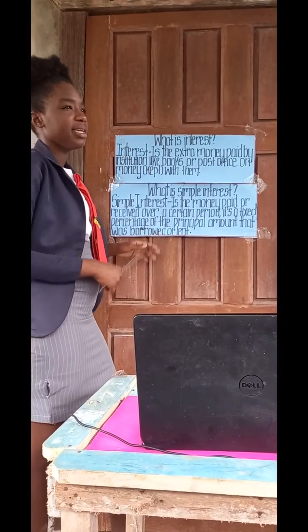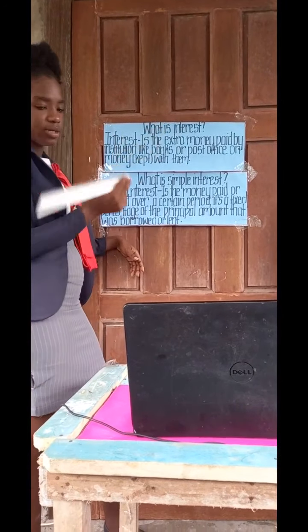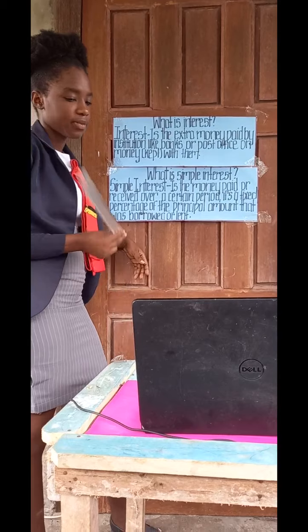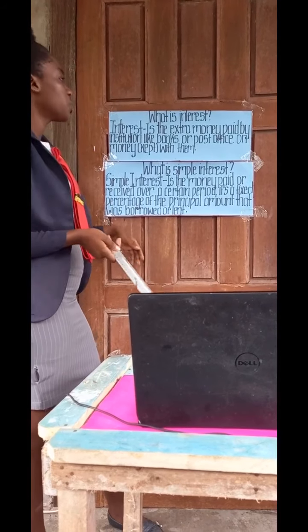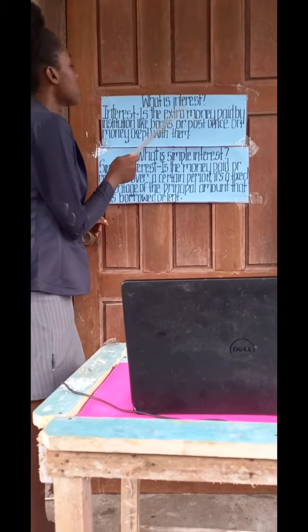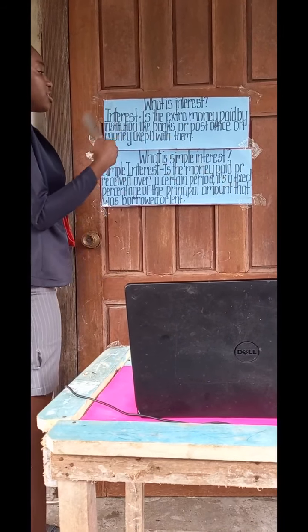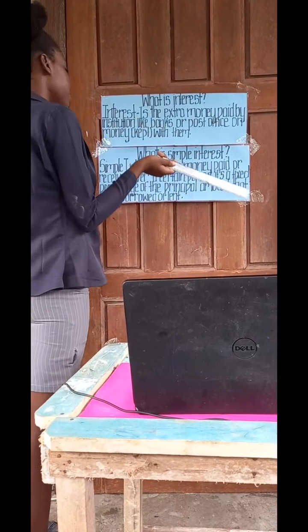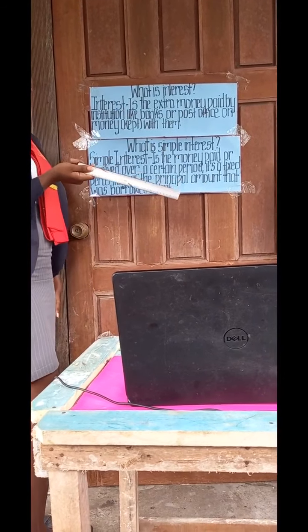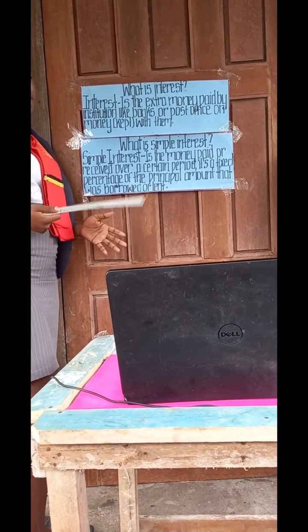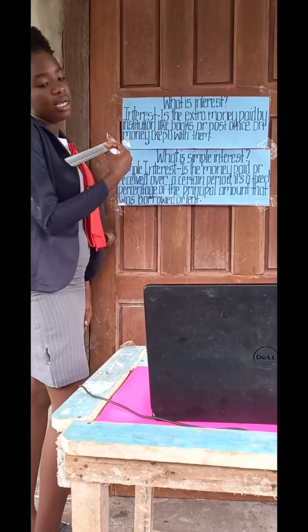Is everyone being able to see on the whiteboard? Very well. So, what is interest? Interest is the extra money paid by an institution like banks or post office on money kept with them. Right? So it's the extra money that will be received. So it's not only banks but post office do it.